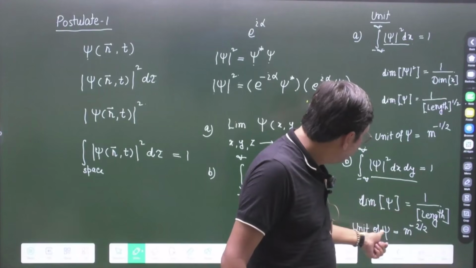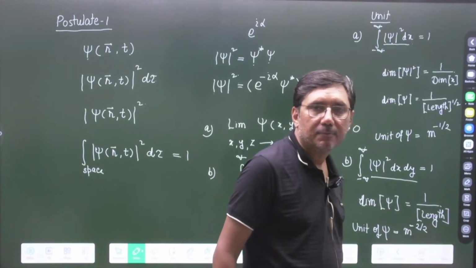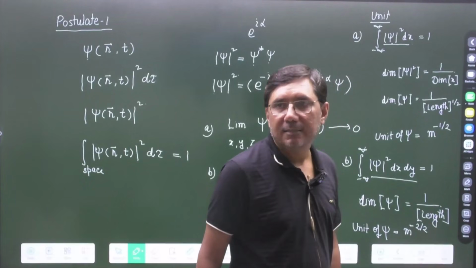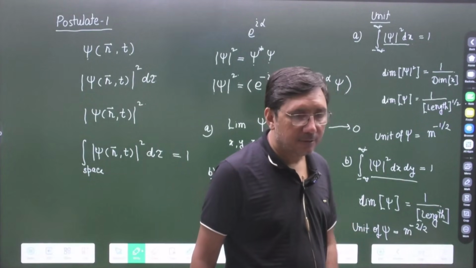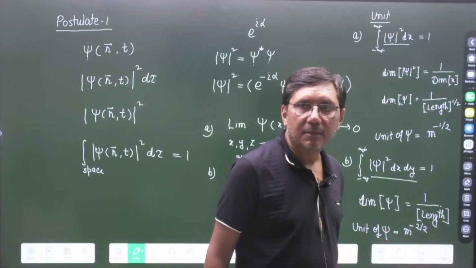So what will be the unit of psi? This will be meter to the power -3/2. It will be meter to the power minus 3 by 2. You can write it yourself for the 3D case. Next, write for the n dimensional case.